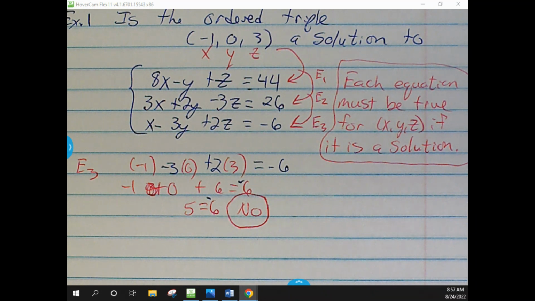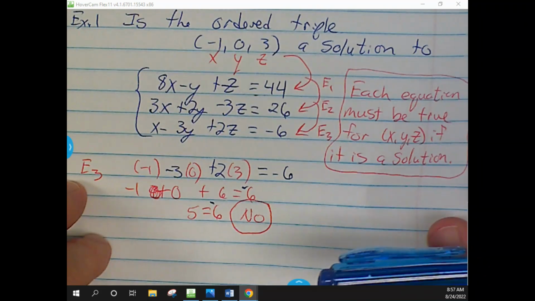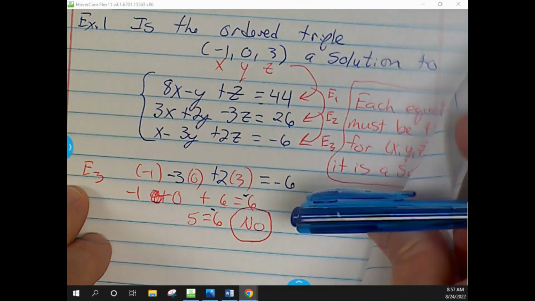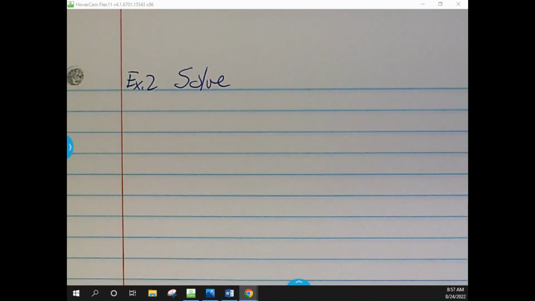Okay, so for this one, now we'll actually do one full blown where they don't just give you an ordered pair or ordered triple to plug in. This time we'll actually solve the whole thing here. And just like it's been with all the other systems, they'll say just solve.